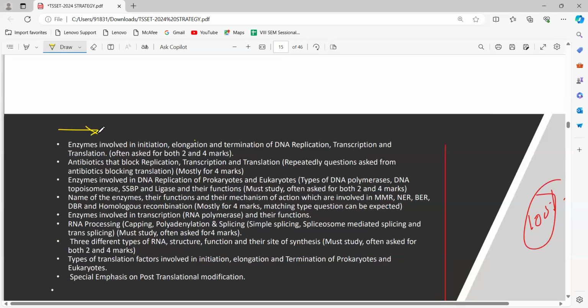You have to read the mismatch repair mechanism, nucleotide excision repair mechanism, base excision repair mechanism, double strand break repair mechanism, and homologous recombination. All the types of DNA repair mechanisms you have to read.